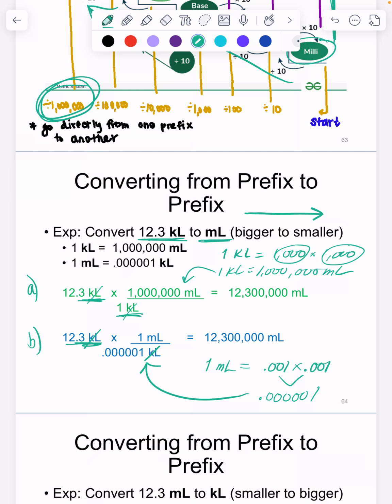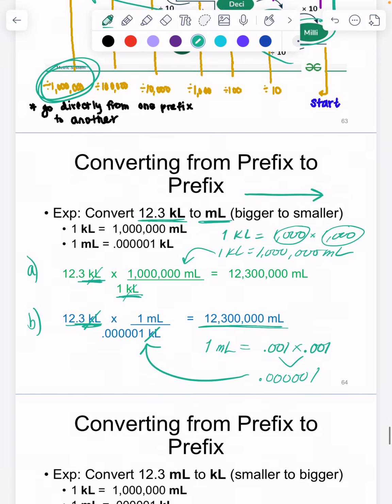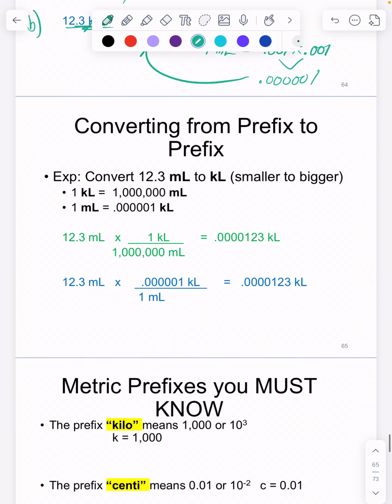So our units cancel. I do my division, and since we're dividing by such a small number, our final number is going to get bigger: 12.3 million milliliters. Quite a lot, right? So that's the gist: we can just use these very big numbers and get what we're looking for without using our base unit. And that's very chill.